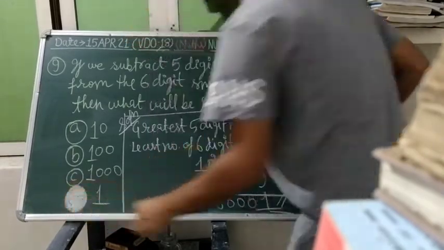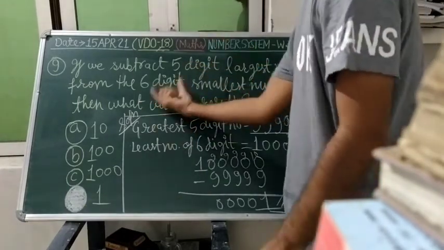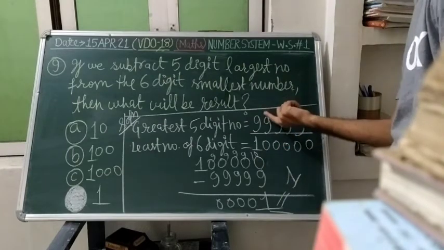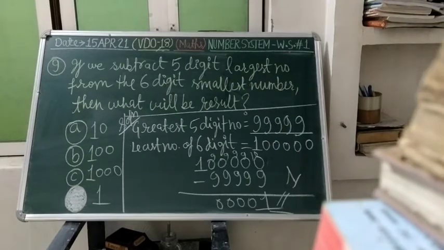So your answer will be D, 1. You will remember that we subtract the 5 digit largest number from the 6 digit smallest number. You will not subtract this number from this; you will subtract this from this. Okay? That is the ninth problem.